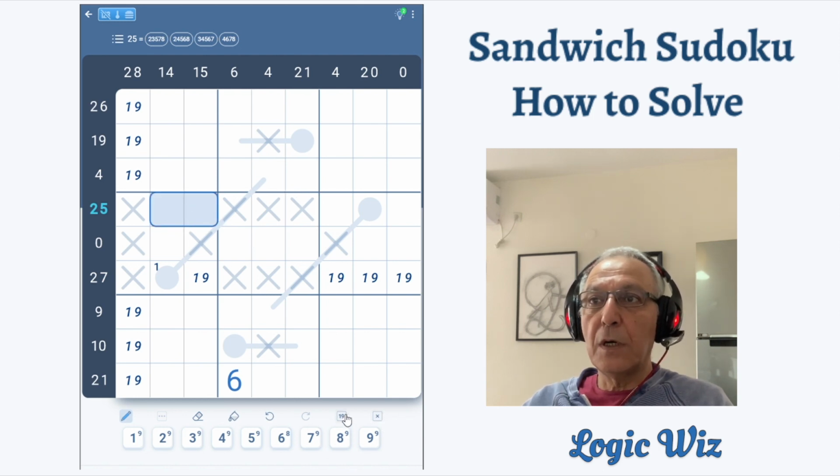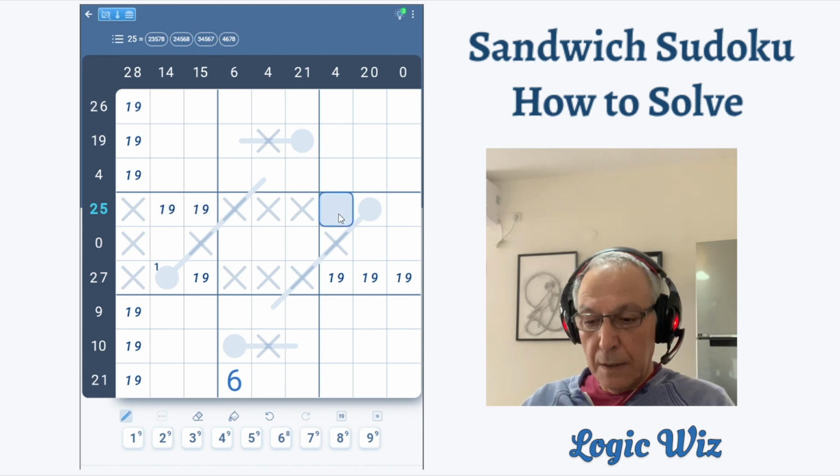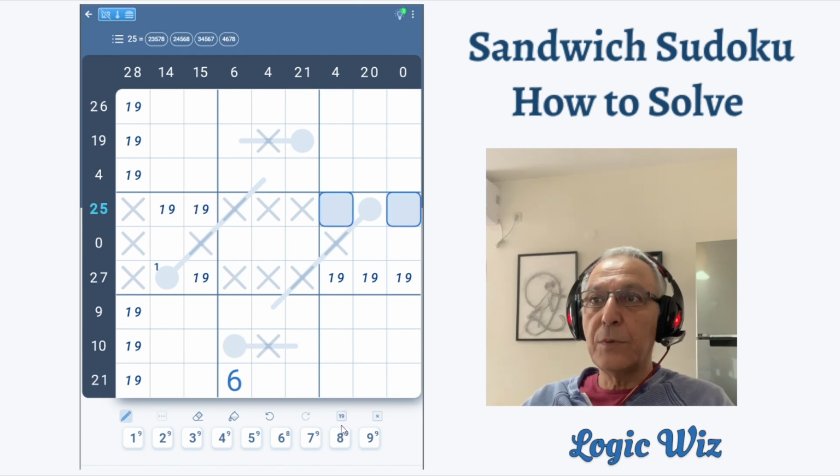Now those two are optional for 1 and 9. This and this can have 1 and 9. And again, here, since it's the beginning of a Thermo line, we can have only 1.